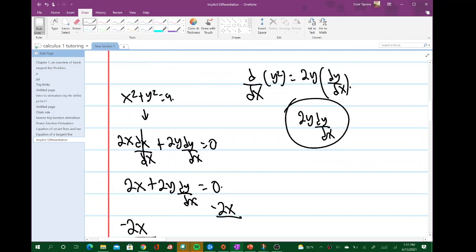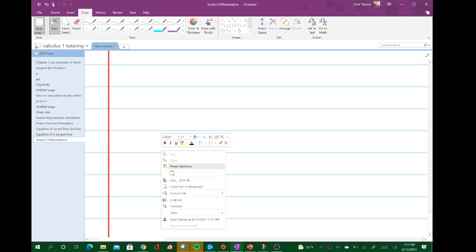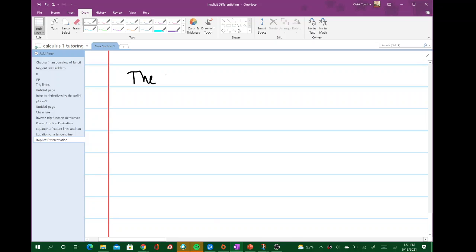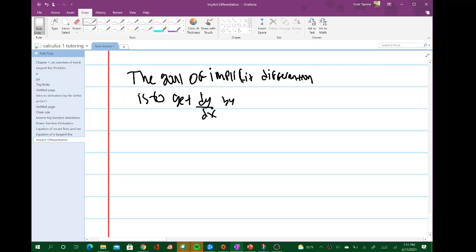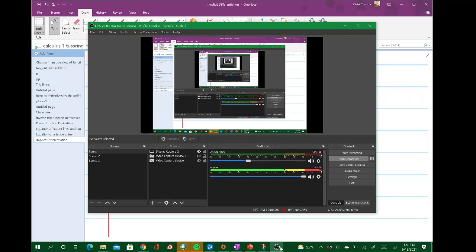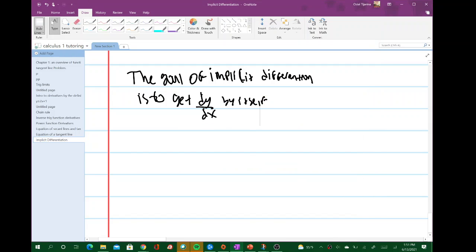So the goal here, the goal of implicit differentiation, is to get dy dx by itself. Okay, that is the goal of implicit differentiation.